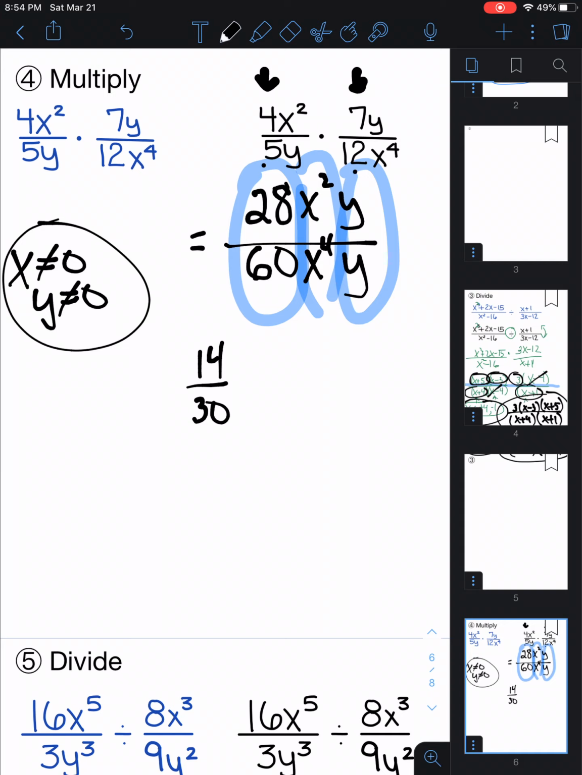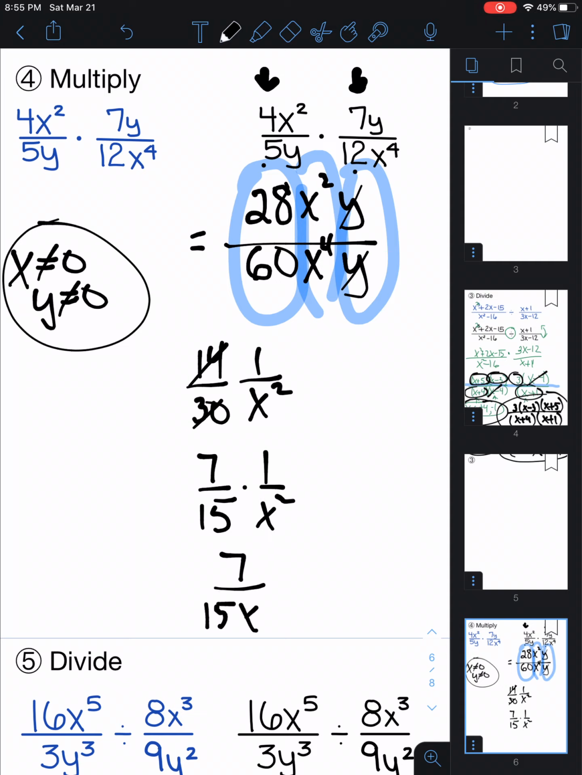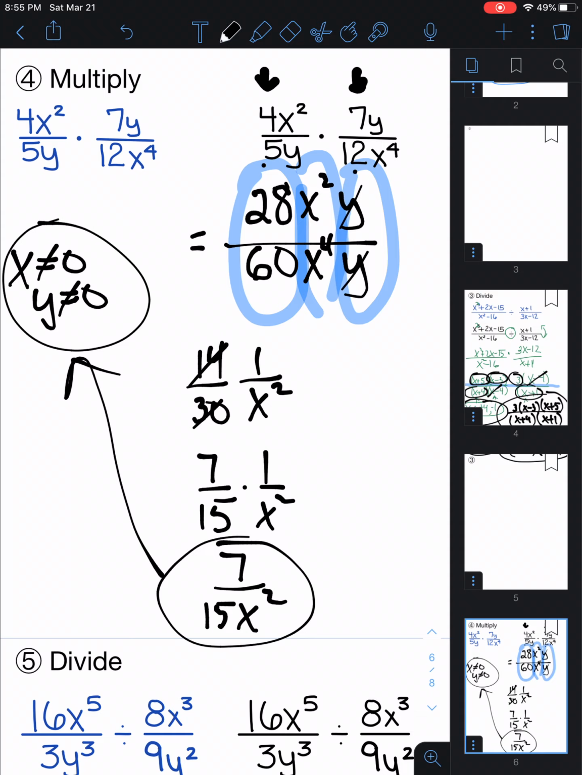x squared over x to the 4th. Cancel out an x squared on both of them, and you would have a 1 over x squared. And the y's are just going to cancel. 14 over 30 can also reduce, would give us a 7/15 times 1 over x squared, or 7 over 15x squared. And there would be my reduced form. Again, my restrictions are up here.